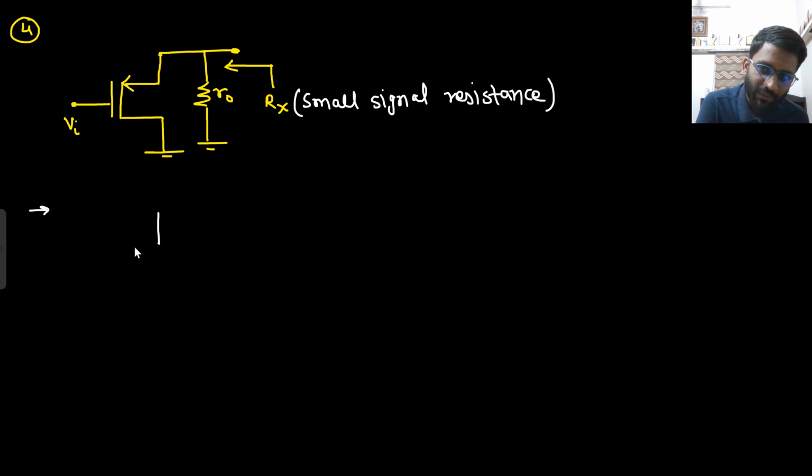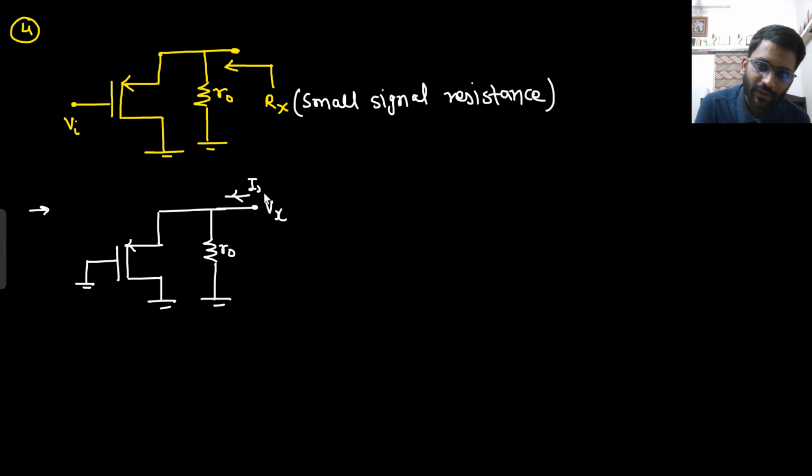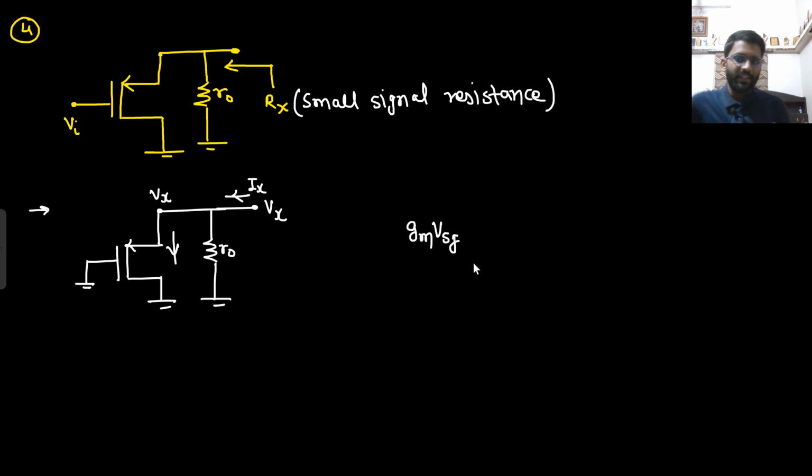Because what will be the condition now? This will be shorted, and this is also grounded. This is R0. What you need to do is apply a Vx and get the current Ix out of it. So this is Vx, and this Vx will also go here. What is the current downward? The current downward is Gm Vsg.